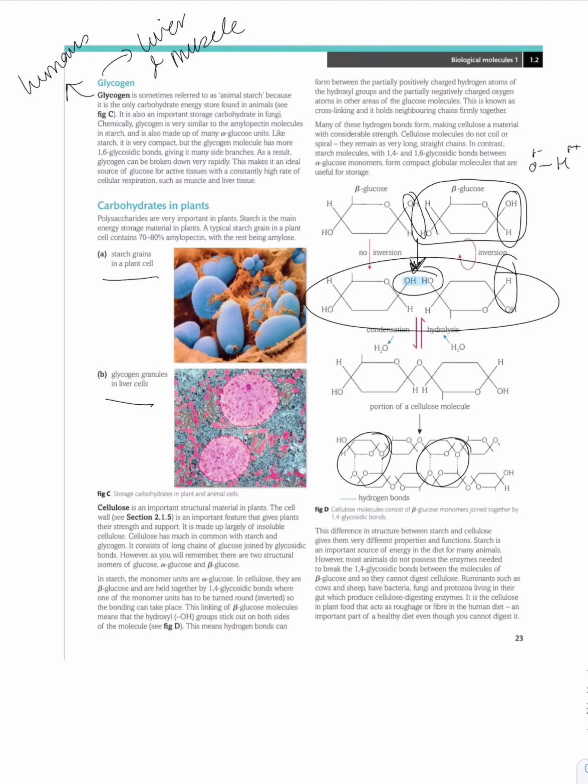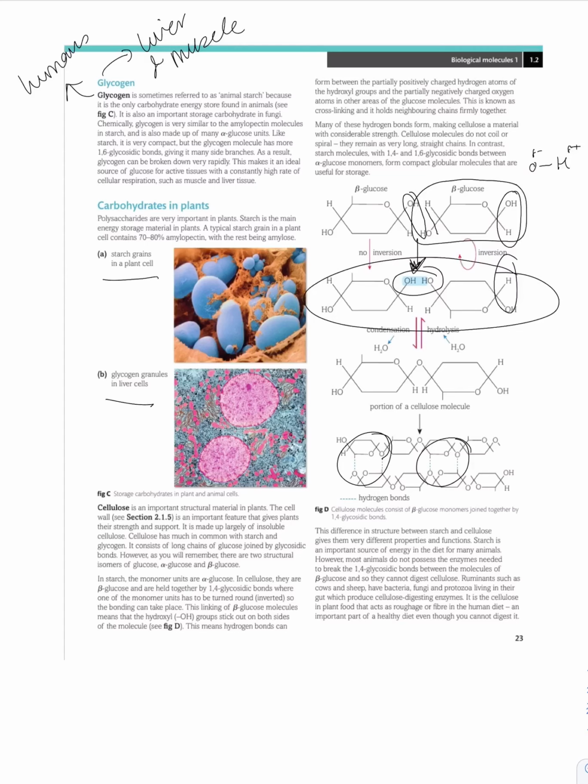Many of these hydrogen bonds form, making cellulose a material with considerable strength. Remember we said one hydrogen bond is weak, but many are strong? Cellulose molecules do not coil or spiral, they remain very long straight chains. In contrast, starch molecules with 1,4 and 1,6 glycosidic bonds between alpha glucose monomers form compact globular molecules that are useful for storage. So the shape is different. This difference in structure between starch and cellulose gives them very different properties and functions.